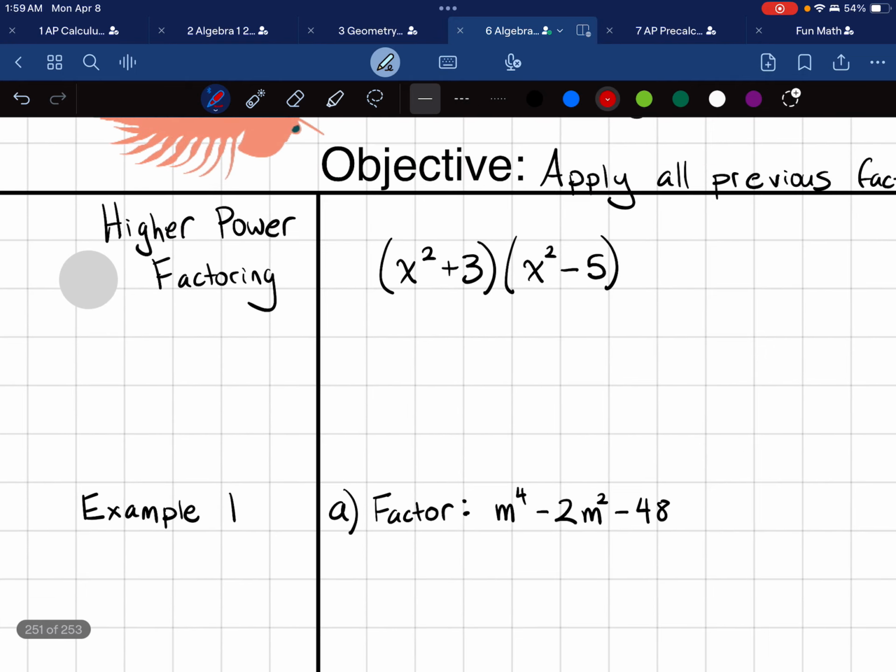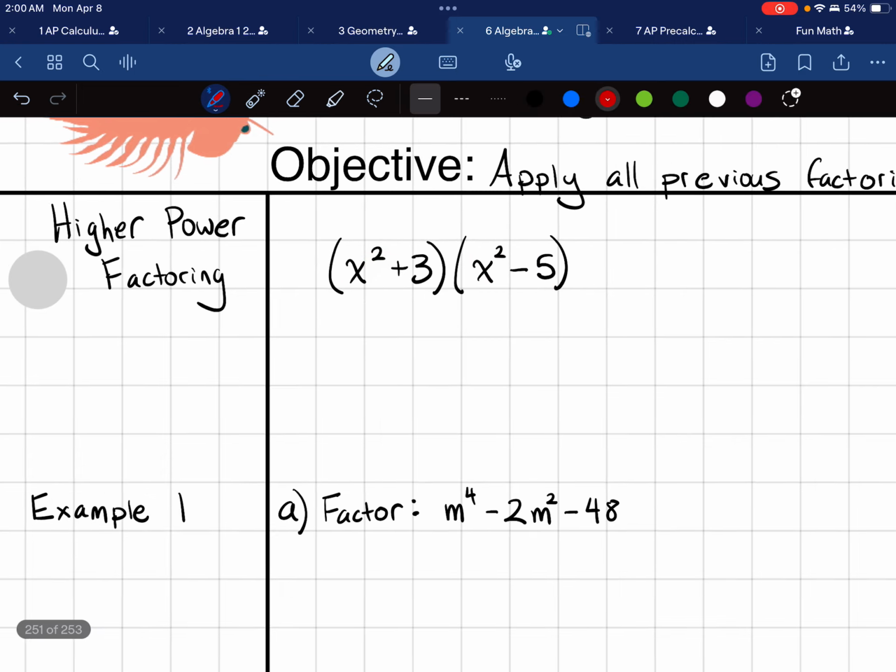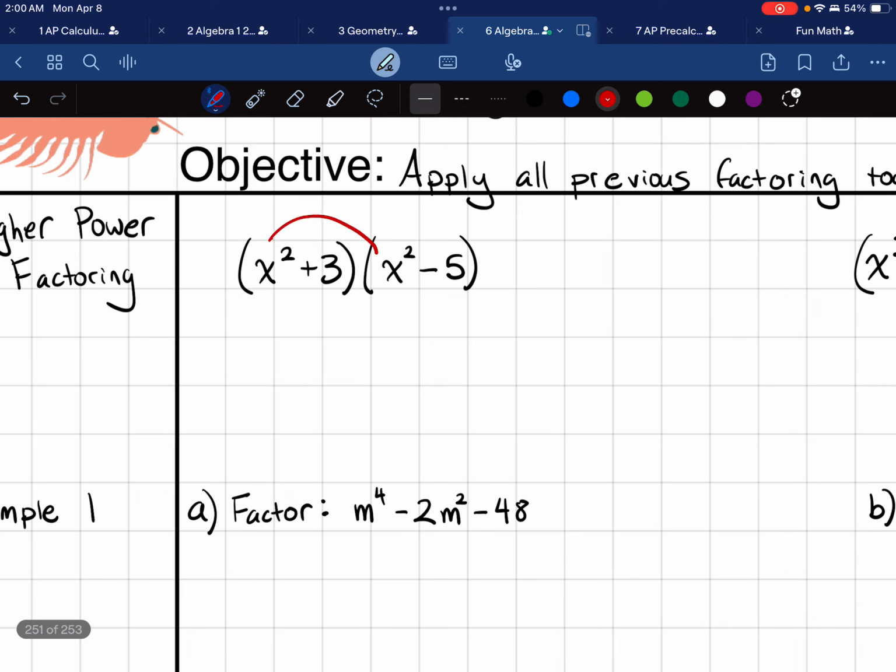All right, so higher power factoring. Something interesting happens when I change this. It used to be an x, and now I'm going to change it to x to the power of 2. If both of these are the same power, check this out. When you multiply these through, x squared times x squared turns into x to the power of 4. Then x squared times negative 5 gives me a negative 5x squared. 3 times x squared gives me a positive 3x squared. And finally, 3 times negative 5 is a negative 15.